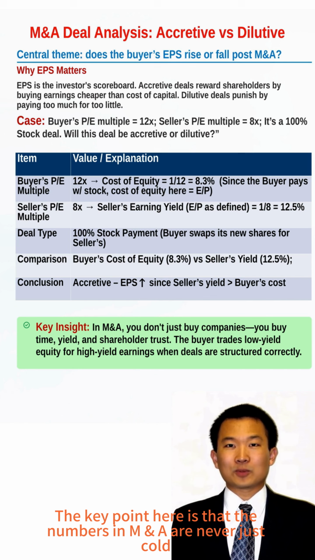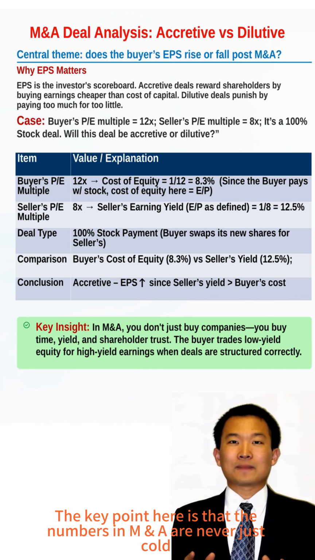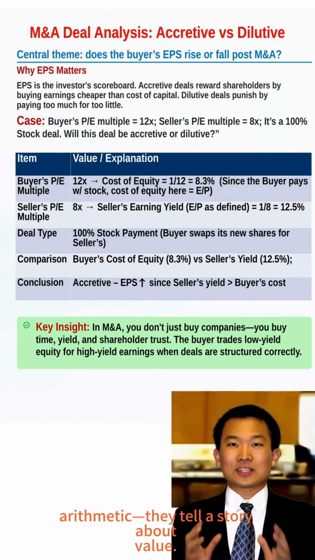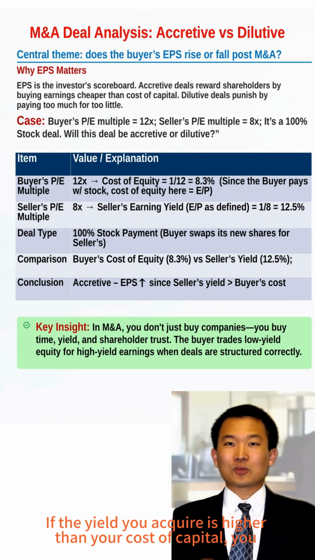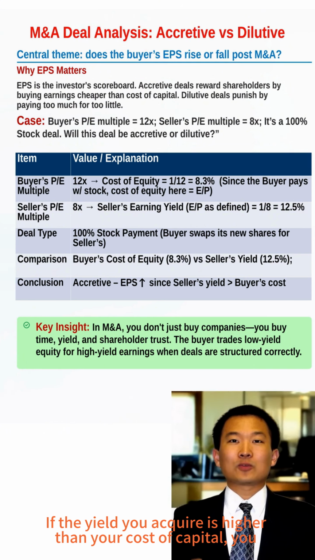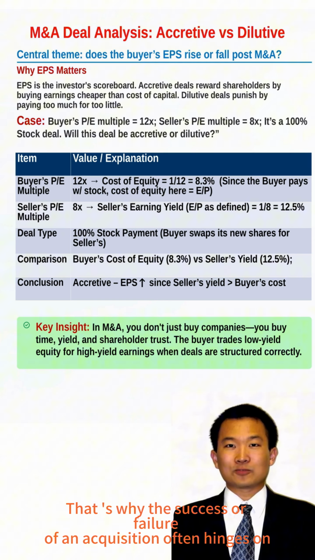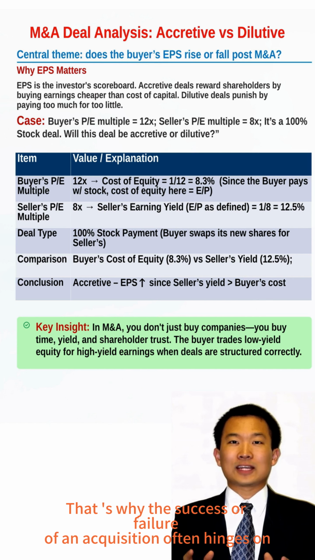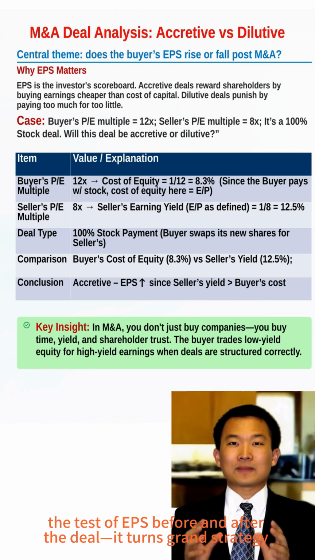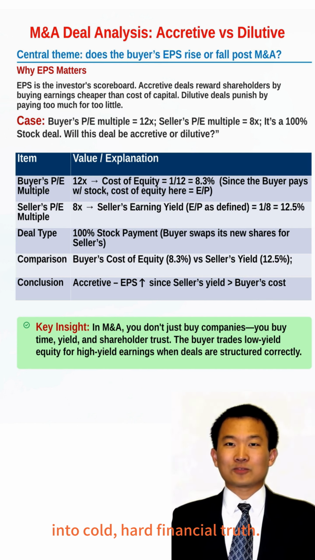The key point here is that the numbers in M&A are never just cold arithmetic. They tell a story about value. If the yield you acquire is higher than your cost of capital, you create value. Otherwise, you destroy value. That's why the success or failure of an acquisition often hinges on the test of EPS before and after the deal. It turns grand strategy into cold, hard financial truth.